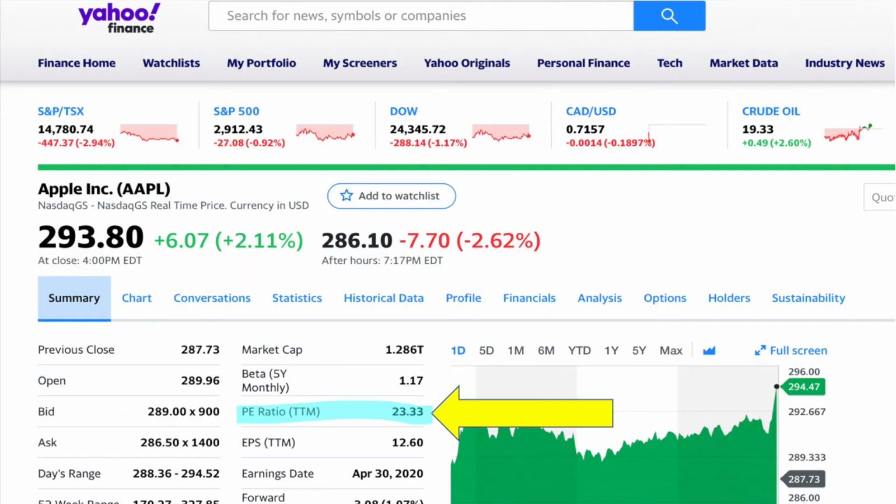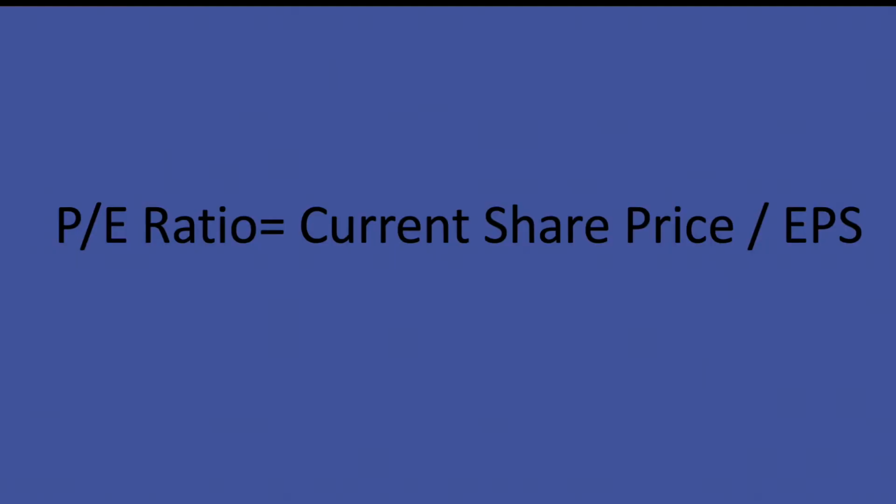You won't need to calculate the PE ratio for each stock, as it is often provided for you on sites such as Yahoo Finance here. However, it is important to understand what that number means and how it got there. The PE ratio is calculated by taking your current share price and dividing it by earnings per share.